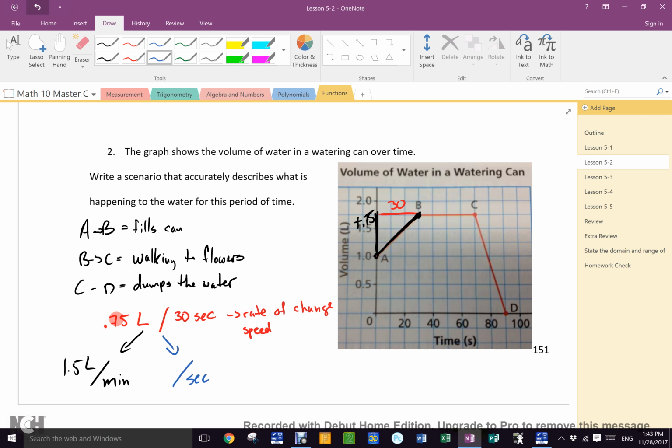That's a rate of change. Everybody cool with it? Okay. So that's the fill up rate of change, 1.5 liters per minute. What then is the rate of change on drainage? You guys figure that out. The drain rate. What changes? How do you figure it out?